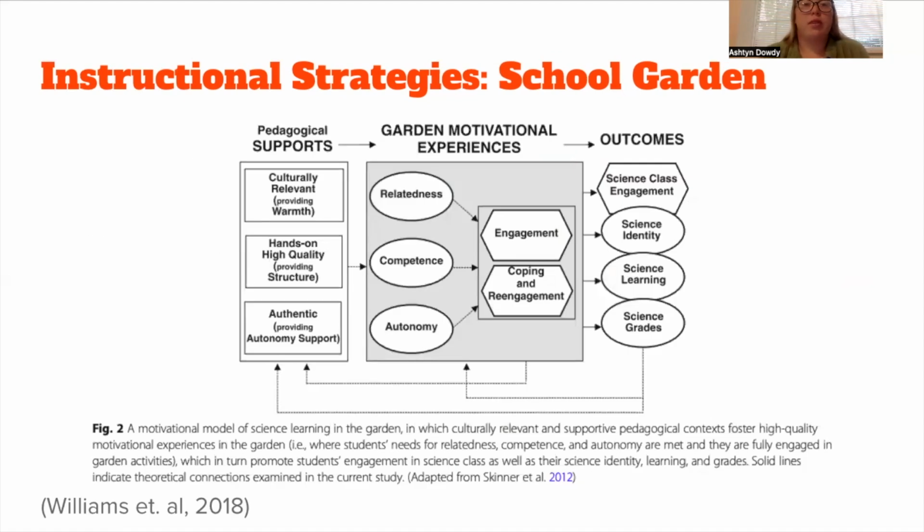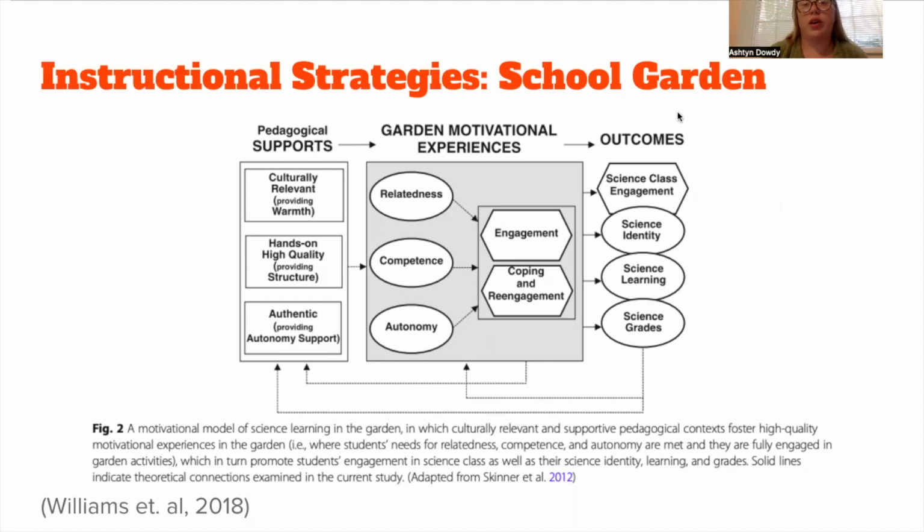Looking here, this is figure 2 included in the study. So there's several pedagogical supports included in the study. It was culturally relevant, had a lot of hands-on, high-quality activities in there. It is very authentic. Garden motivational experiences: there's a lot of relatedness, competence, autonomy, engagement, all those good things. What were the outcomes of this particular implementation of the school garden? There's a lot more science class engagement, learning increased, and science grades increased.